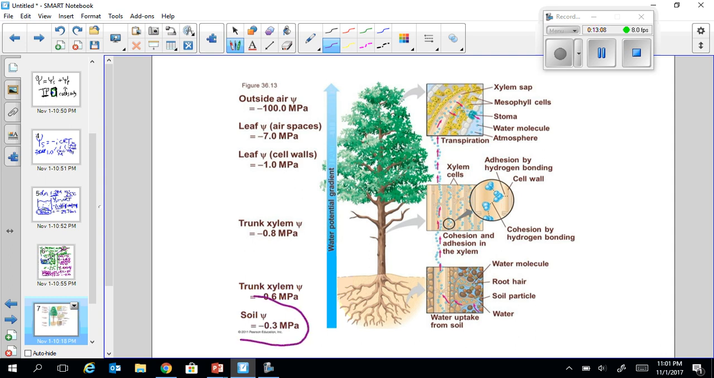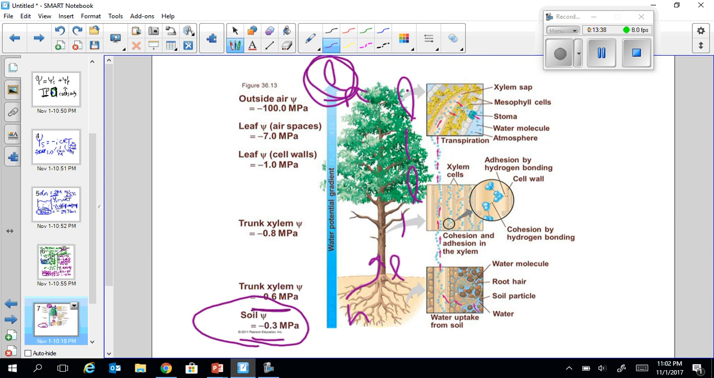So here we have soil, and the water in the soil is negative 0.3. And then as you start moving up this plant, it keeps going from an area of high to low to lower to lower, and eventually what happens is the water is going to go into the air. So the air has to have the lowest water potential compared to each of these. So let's just go up and look at the values.